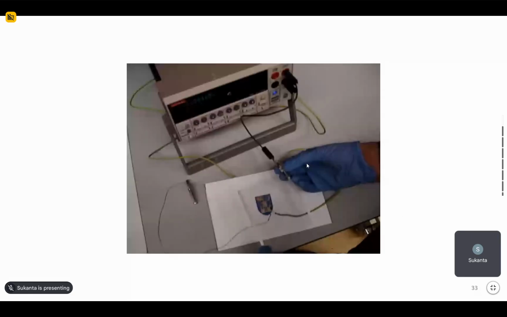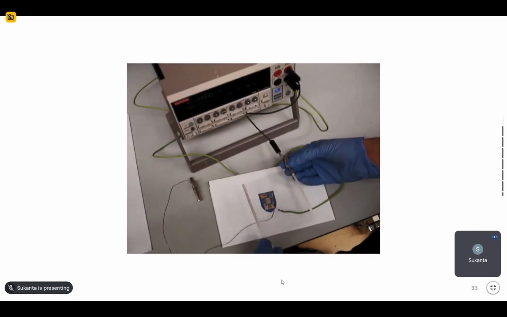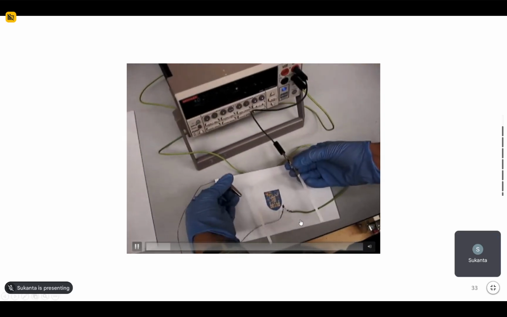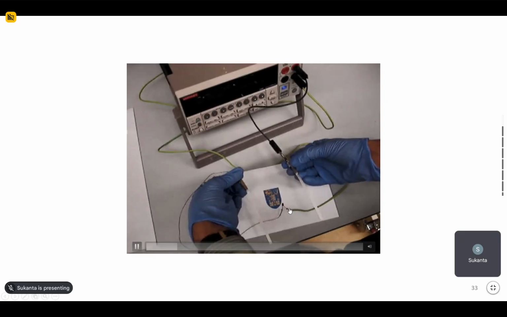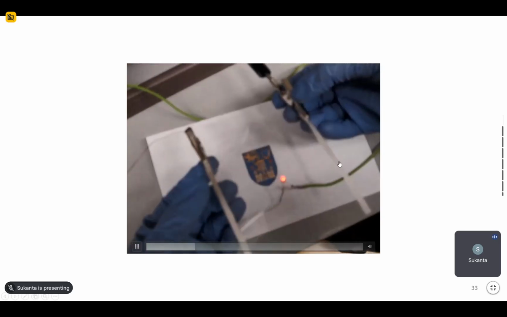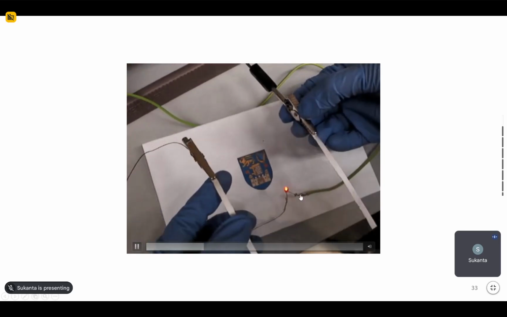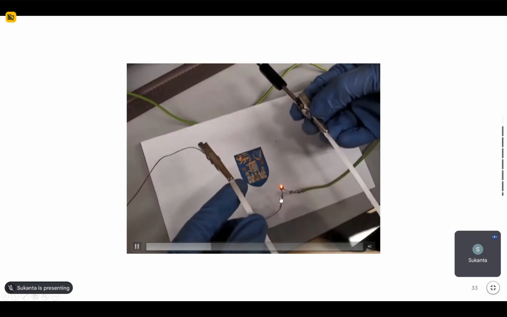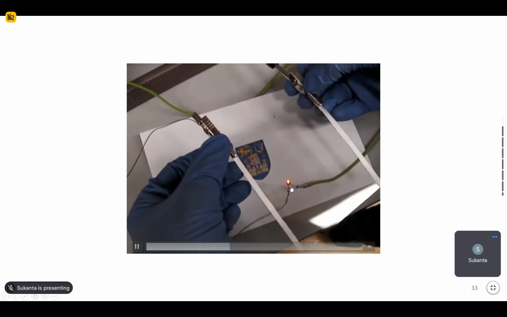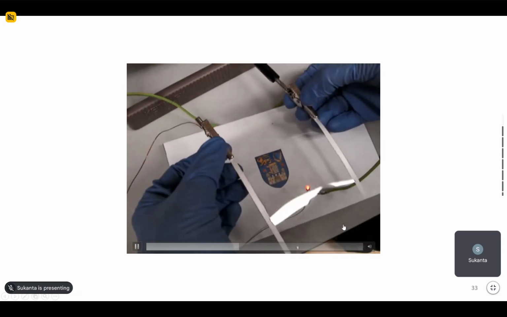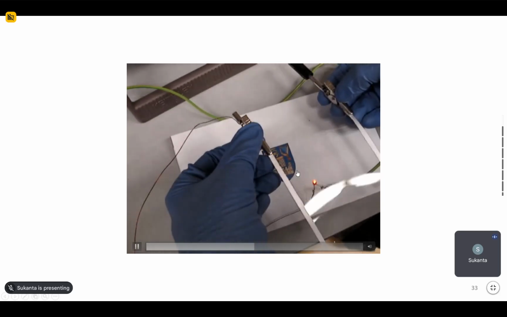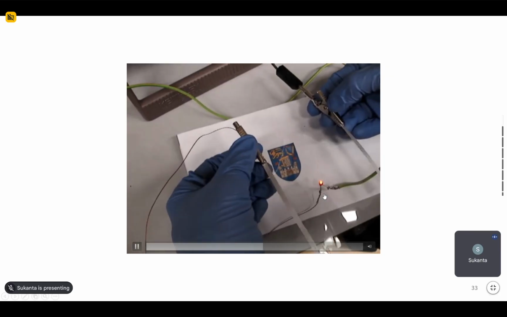So yeah, here you can see this is a PET, on top of it there is a film. So this is a conducting film. So this is silver film on top of the transparent substrate.